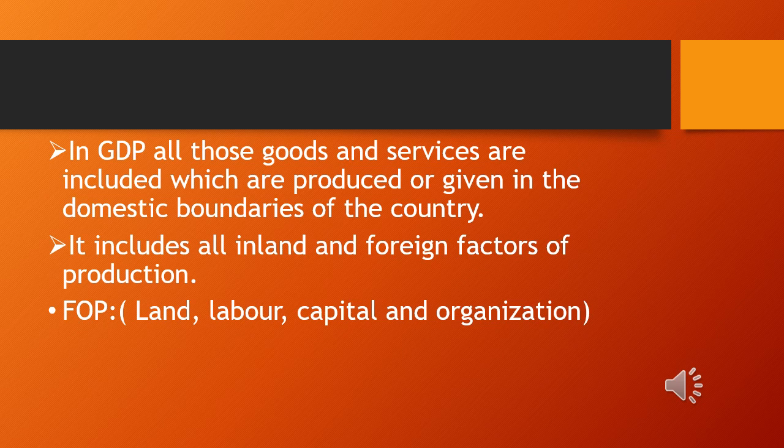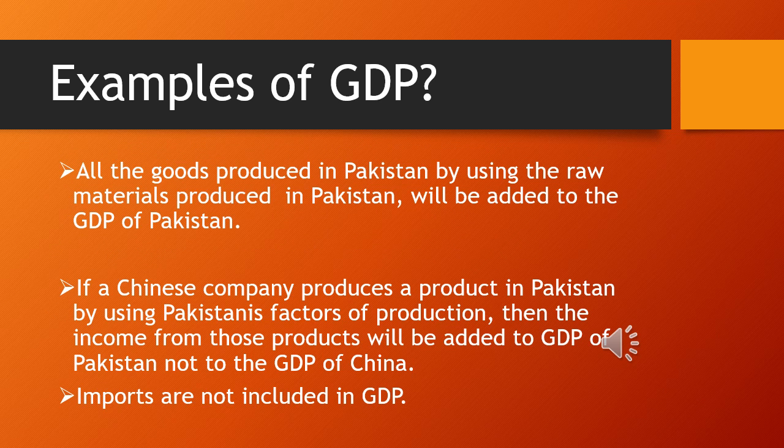What are the factors of production? Yes, these are the factors which are must for producing goods. These are land, labor, capital, and organization. All the goods produced in Pakistan by using the raw materials produced in Pakistan will be added to the GDP of Pakistan. If a Chinese company produces a product in Pakistan by using Pakistani factors of production, then the income from those products will be added to GDP of Pakistan, not to the GDP of China. Imports are not included in GDP.